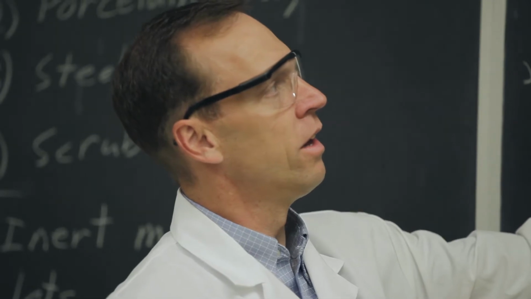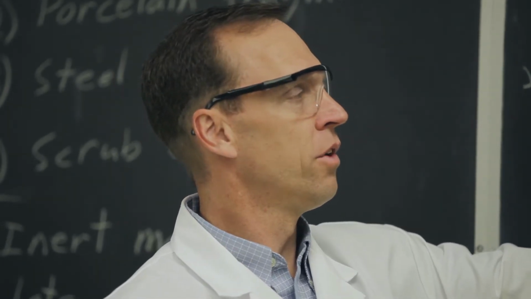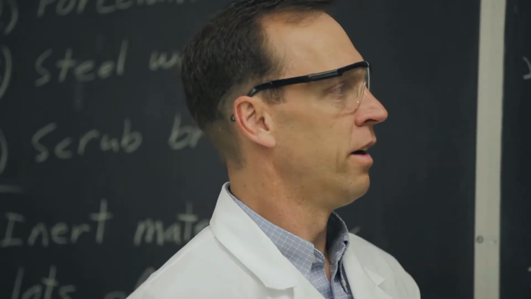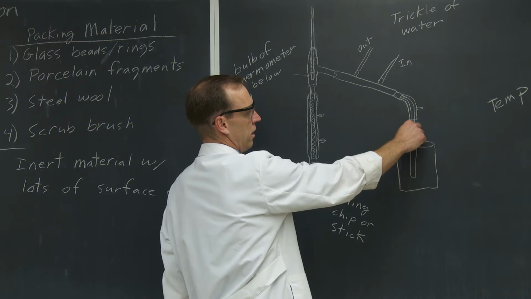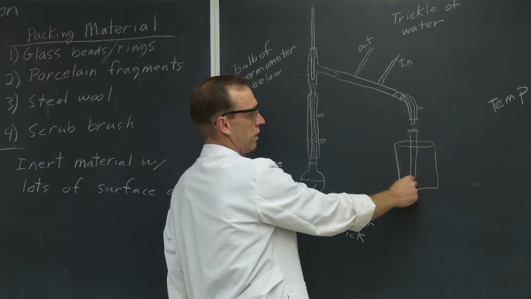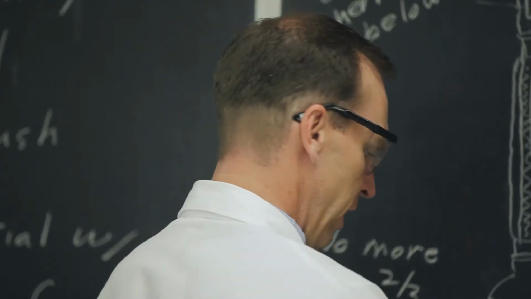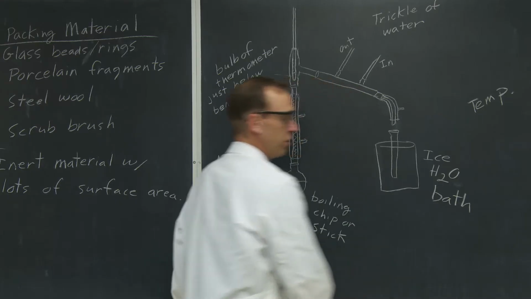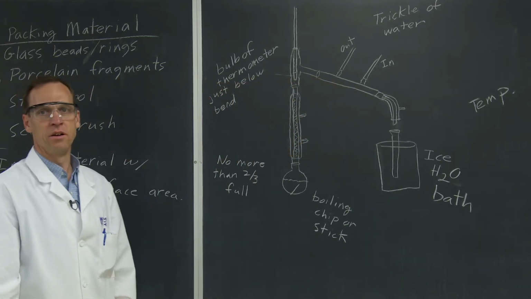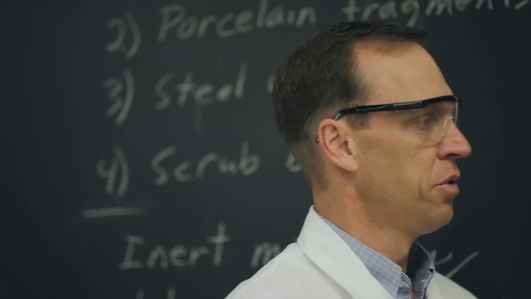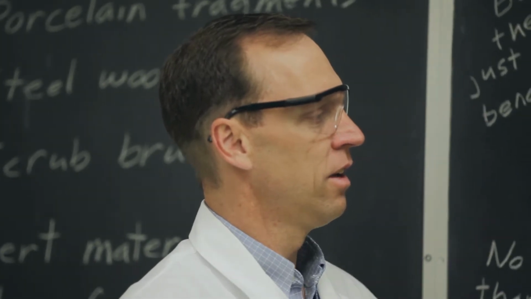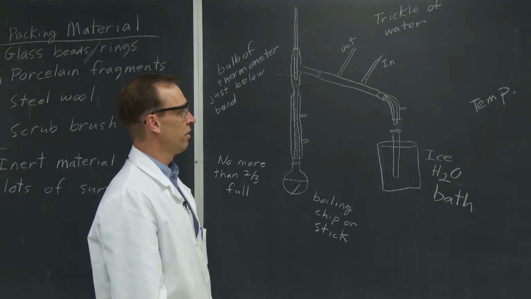And you don't need a very strong flow of water. Just a trickle of water is all you need to make sure that you have a circulation of the water. That connects in, and drops into your graduated cylinder, and this should be in an ice water bath. The solutions that you'll be distilling, most of them will be very volatile, and so this will prevent some of the loss of the solution due to evaporation.